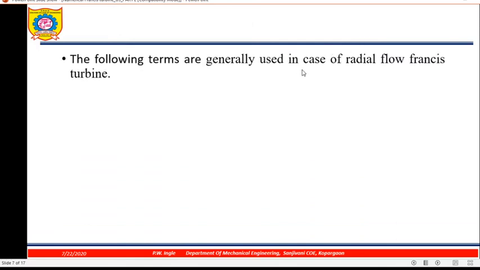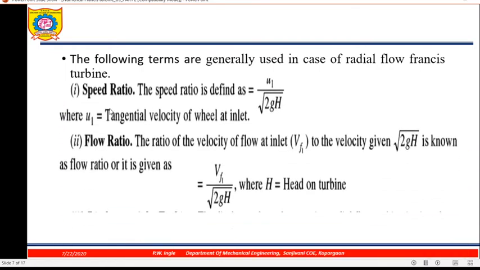The following terms are generally used in case of radial flow Francis turbine. First is speed ratio. Speed ratio is defined as U1 upon under root 2gH. Then flow ratio. Flow ratio is what? Vf1 upon under root 2gH. This is very important. Okay. So Vf1 is Kf under root 2gH. U1 is Ku under root 2gH.